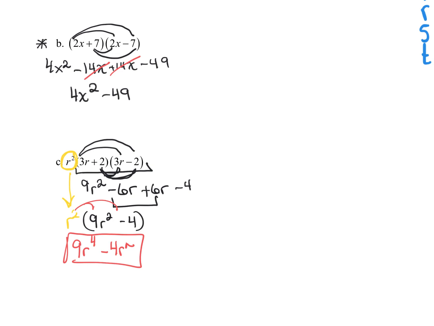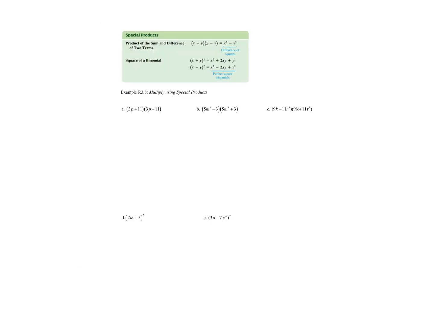This starred one right here. This is a very special factoring pattern and multiplication pattern. So on the previous page, I said that we're going to hold on to something, so let me go back. It's called product of the sum and difference of two squares.